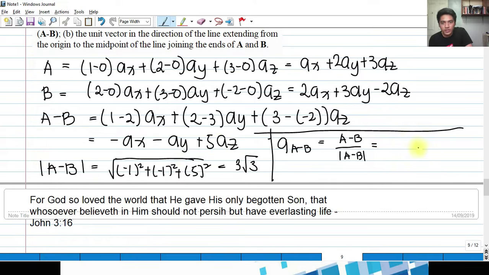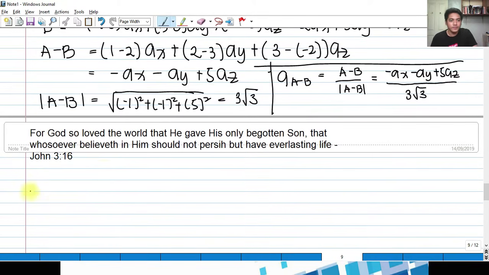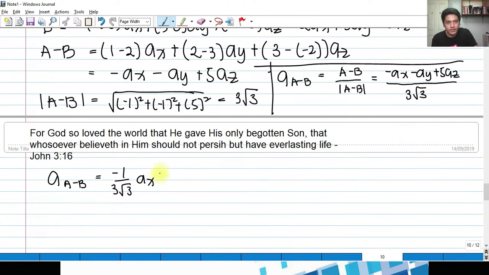So a minus b is simply negative ax minus ay plus 5az over the magnitude of a minus b, 3 square root of 3. So if we're going to get that, the unit vector of a minus b is negative 1 over 3 square root of 3 ax minus 1 over 3 square root of 3 ay. We simply divide the coefficients of this by this. Plus 5 over 3 square root of 3 az.